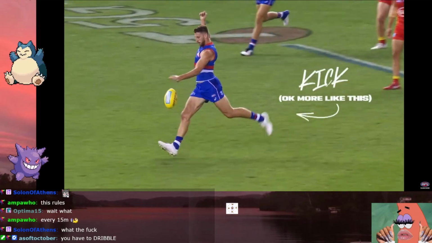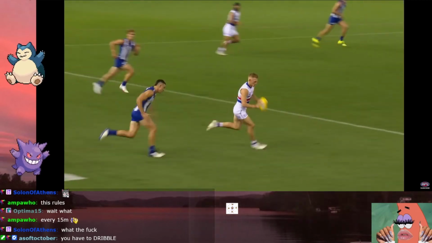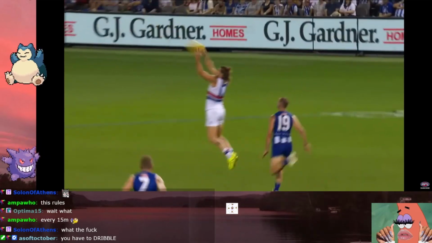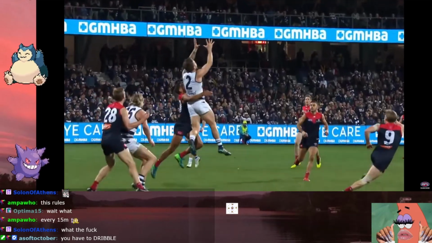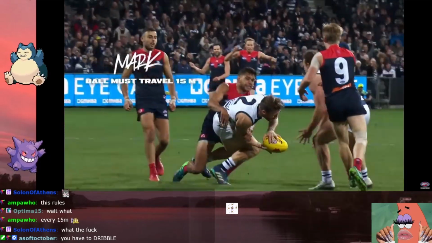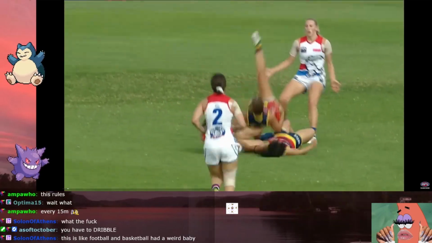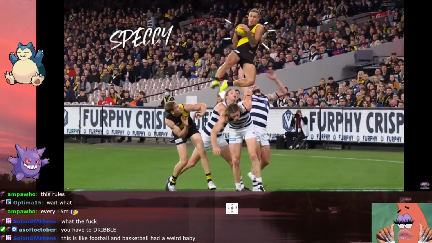Trelaw kicks it beautifully. Look at that ball. Players try to catch the ball after it's been kicked at least 15 metres. This is called a mark. Fun fact, you can use your opponent as a stepladder and take what's called a specky.